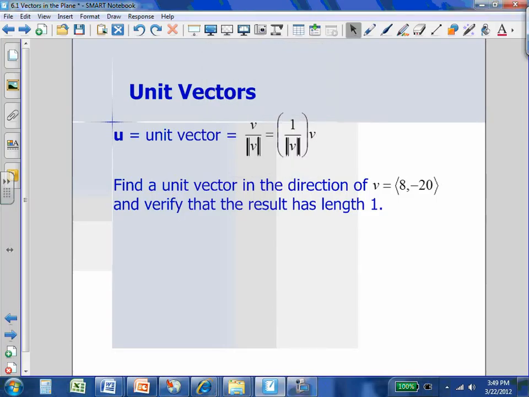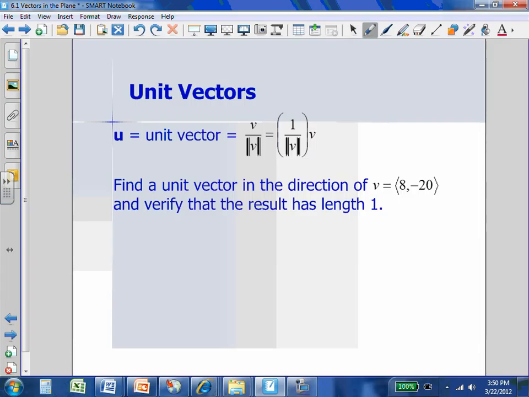Okay, now we're going to talk a little bit more about unit vectors. And remember, a unit vector is a vector whose length is 1. From head to tail, it has a length of 1. We can find a unit vector in the direction of a particular vector. In fact, let's do this one, where v is 8, comma, negative 20. And then we're going to verify that the result does have a length of 1.